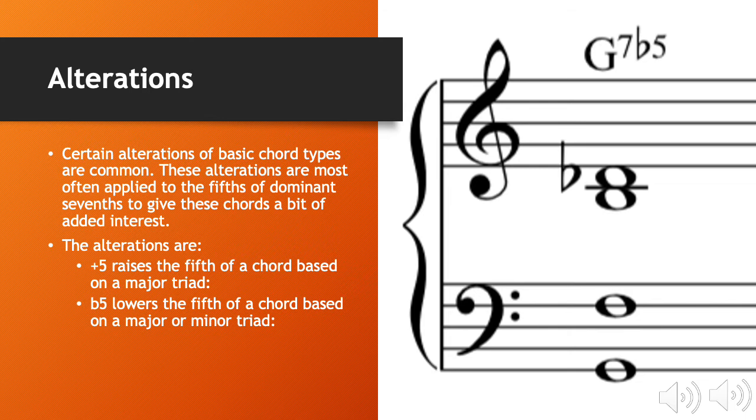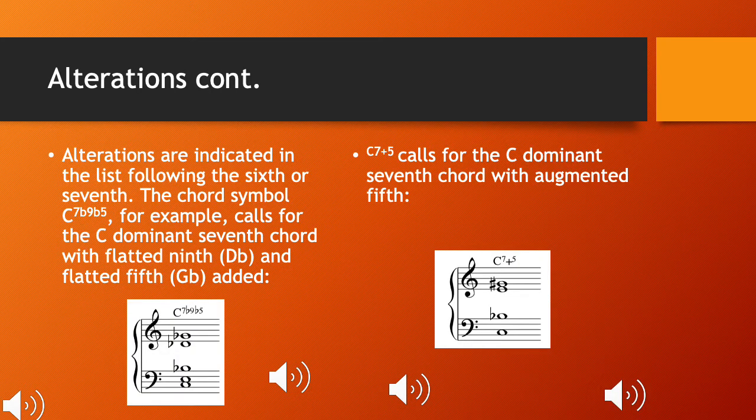Sixth or seventh and tension. Alterations are indicated in the list following the 6th or 7th. The chord symbol C7 flat 9 flat 5, for example, calls for the dominant 7th chord with a flattened 9th, or D flat, and a flattened 5th, G flat. Here's what this chord would sound like.